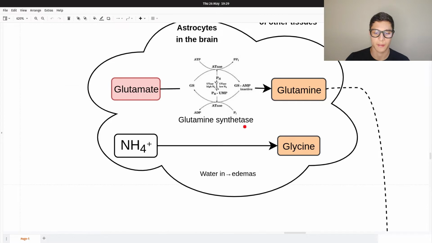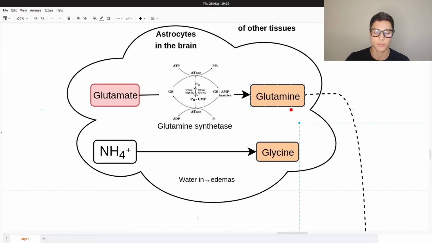But here's the thing. In the brain, if we have too much glutamine, it's probably due to the fact that we have too much ammonium. Ammonium is toxic. And ammonium is going to be converted into glutamine. And these two metabolites act as osmolytes in the astrocytes in the brain. And being osmolytes, water will follow their concentration, and this will cause edemas because the water is going to get inside.